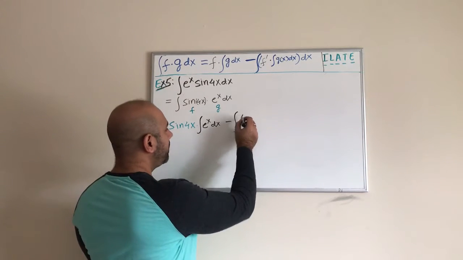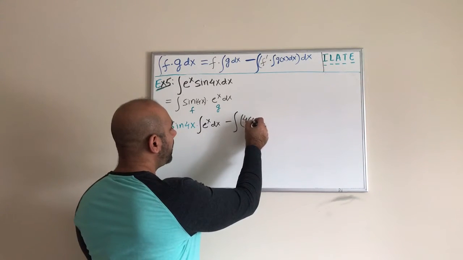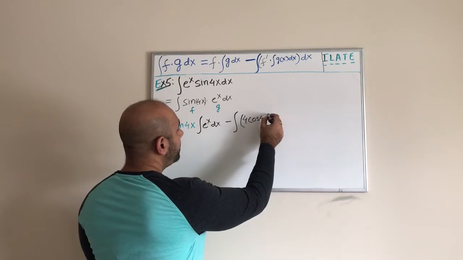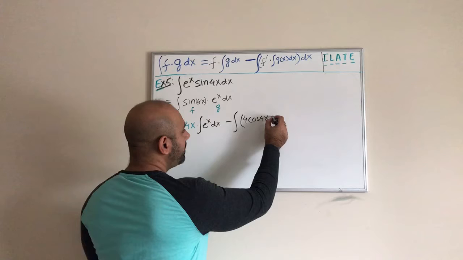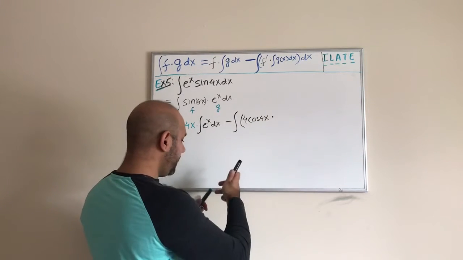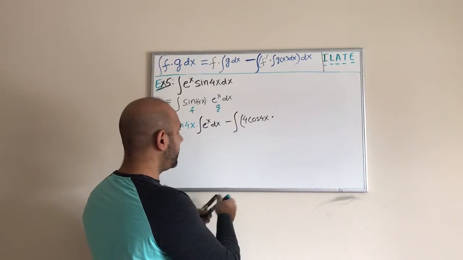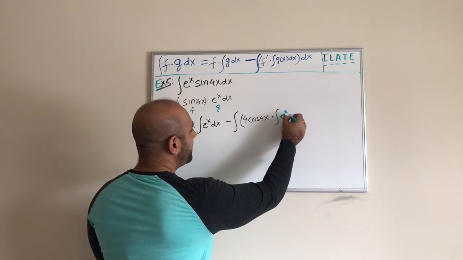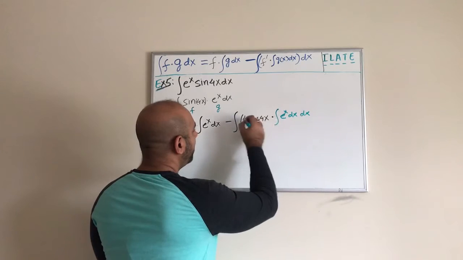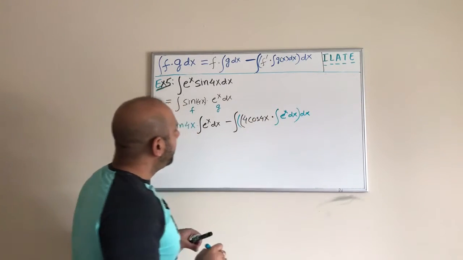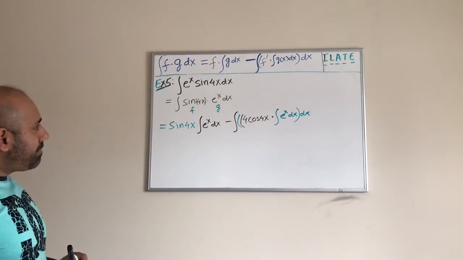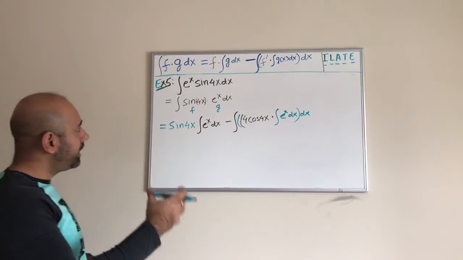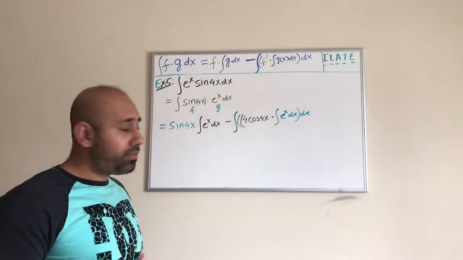So you will get 4 times cosine of 4x, that would be the derivative of the f function, and then it's times the integral of the g function. We're not going to evaluate it right here, but we're just going to write that step, and then finally there's a dx right here as well. Okay, guys, that is step number 1, just applying the actual integration by parts formula here.